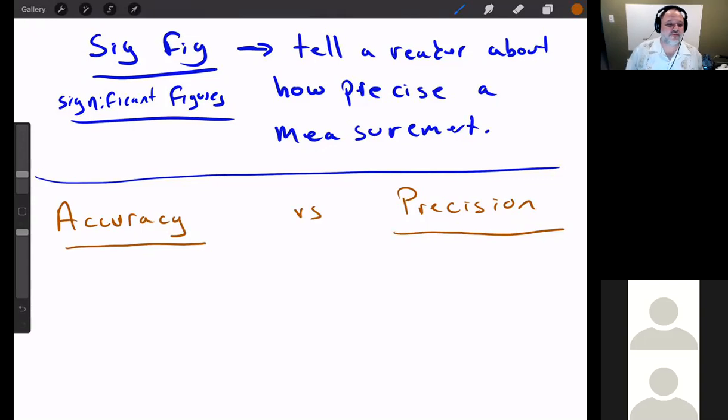All right, what's the difference between accuracy and precision? Is there a difference? Oh, yes. Let's use a bullseye.